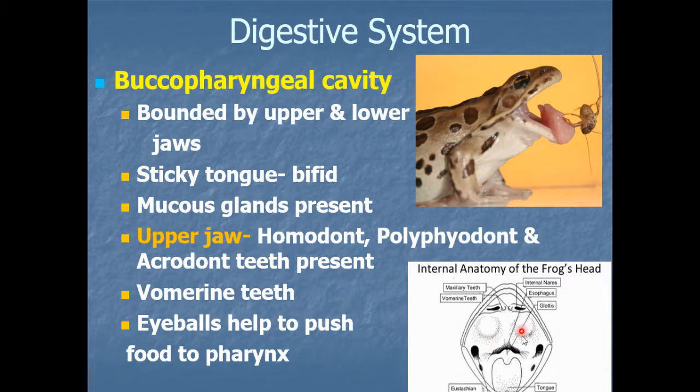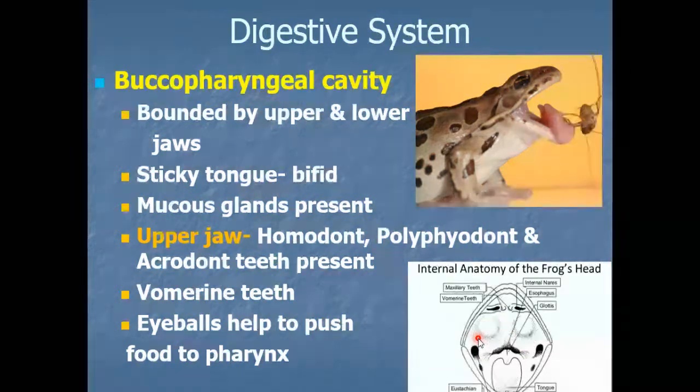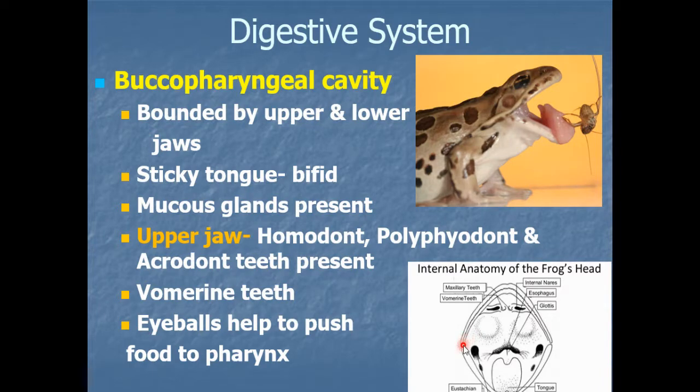And inside the buccopharyngeal cavity, numerous mucus glands are present. This mucus gland makes the buccopharyngeal cavity moist. And you can see teeth only in the upper jaw of the frog. So the teeth are homodont, polyphyodont, and acrodont in condition.